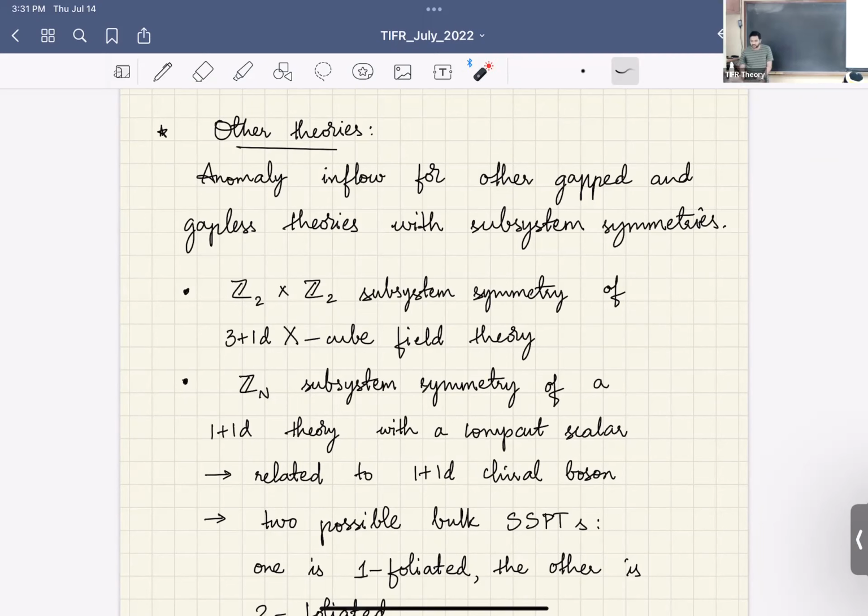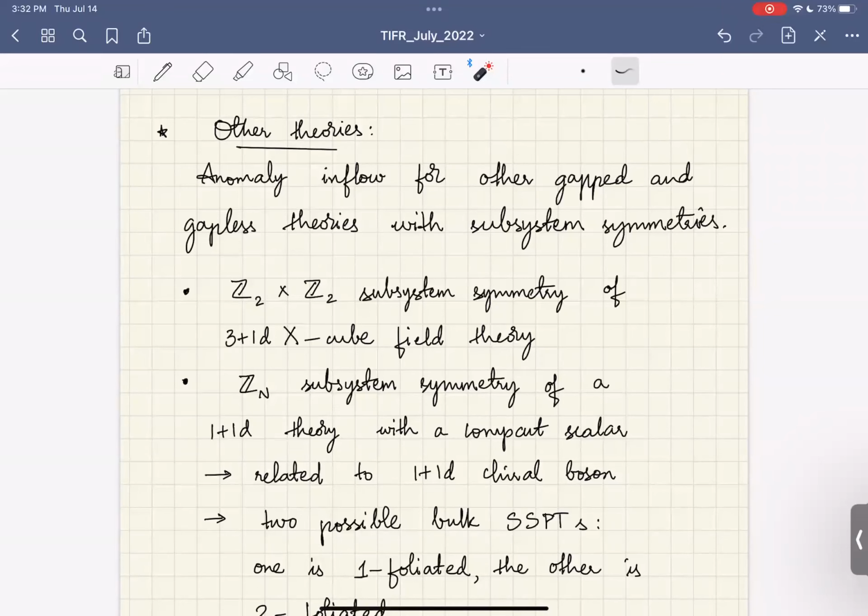I missed that. I didn't see where the anomaly was. Oh, I didn't explain all that, but in the X-cube model that I mentioned in the first lecture, there was a Z2 times Z2 subsystem symmetry. What is X-cube field theory? X-cube was the lattice model that I discussed at the beginning of the first lecture. X-cube field theory refers to the low energy field theory, the tensor gauge theory that describes the low energy physics of the X-cube model.